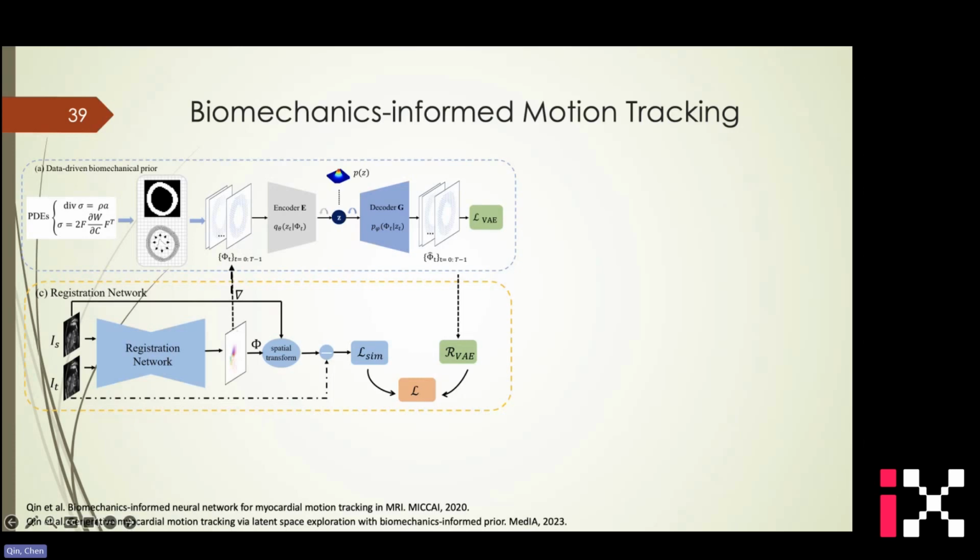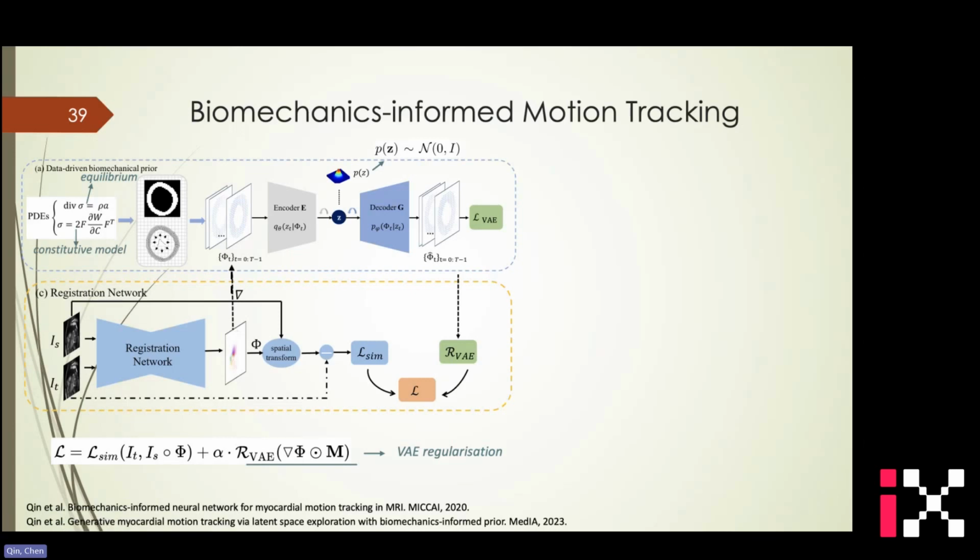So the first idea was quite simple. What we want to do is capture the distribution of this biomechanical knowledge by learning on biomechanical simulations. Basically, we generate these biomechanical simulations based on PDEs, and then we learn variational autoencoders on these simulations, so that the latent space we have learned can capture this prior knowledge, the prior distributions of these biomechanical simulations.